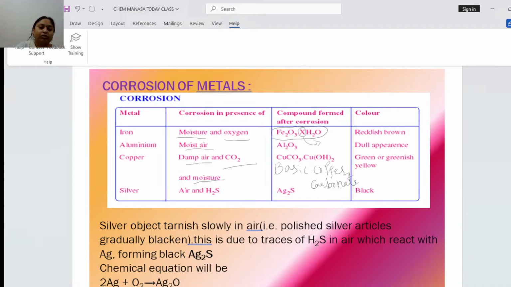Next, for silver, the required substances are air and hydrogen sulfide. Silver is generally said to be a least reactive metal, so it won't directly give silver sulfide as a corrosive product. First it reacts with oxygen to give silver oxide, and then this silver oxide reacts with hydrogen sulfide to give silver sulfide, which is a black substance. Silver ornaments, if worn continuously for a few days, turn black. That is the corrosive product because of silver sulfide formation.